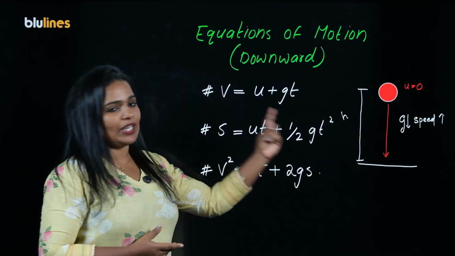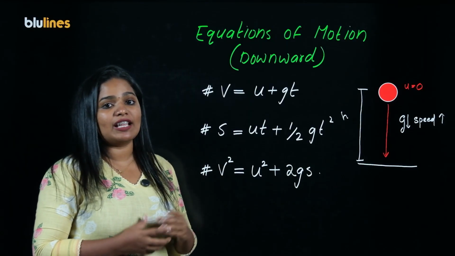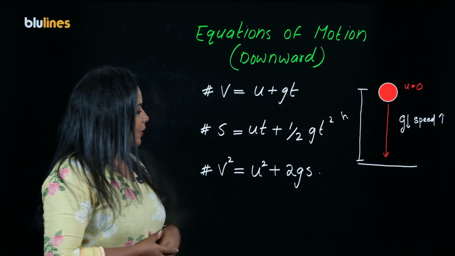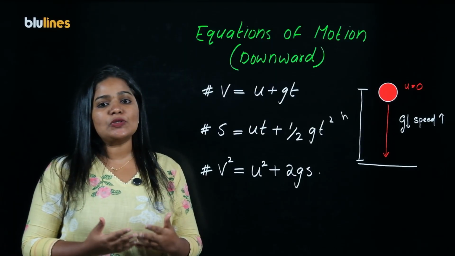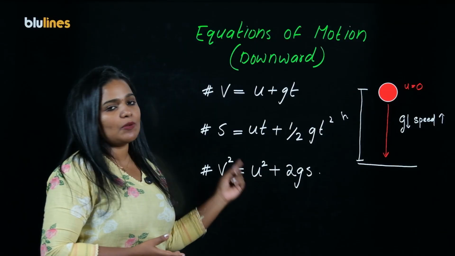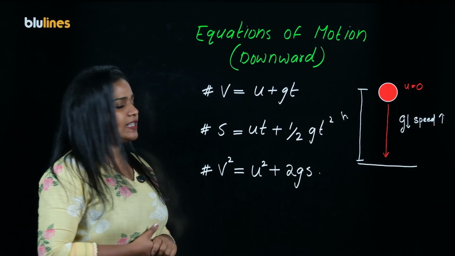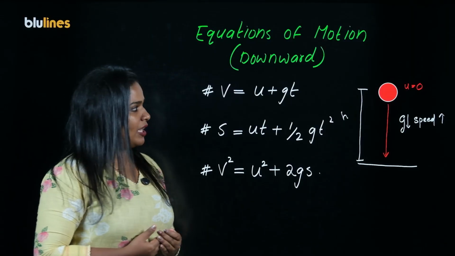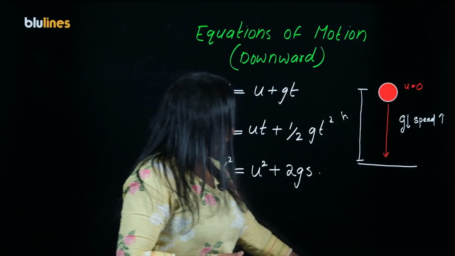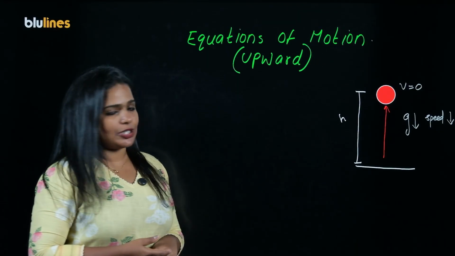And s is equal to h. From that equation, we can find the height and time of flight. And the third equation is v square is equal to u square plus 2gs. Again, you can put u is equal to 0. We get v square is equal to 2gs. These are the set of equations for downward motion. Now, let's see the equation for upward motion.